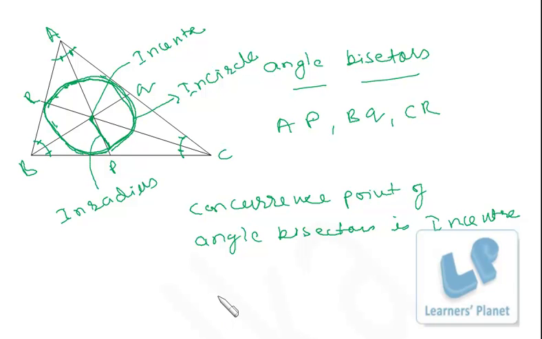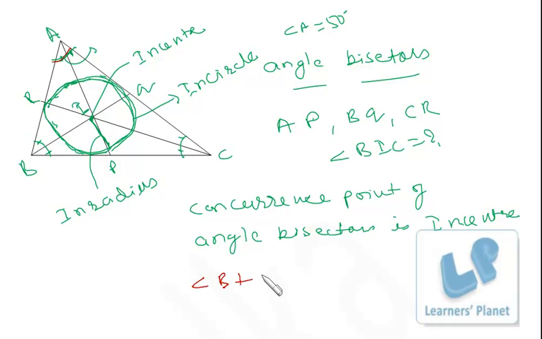Suppose in any exam you are asked a question, maybe angle A is 50 degrees, and suppose this is I, then what is angle BIC? Now how do we approach this? If you know the property of incircle and incenter, then you can easily do it. Now if angle A is 50 degrees, that means angle B plus angle C should be 130 degrees, right?